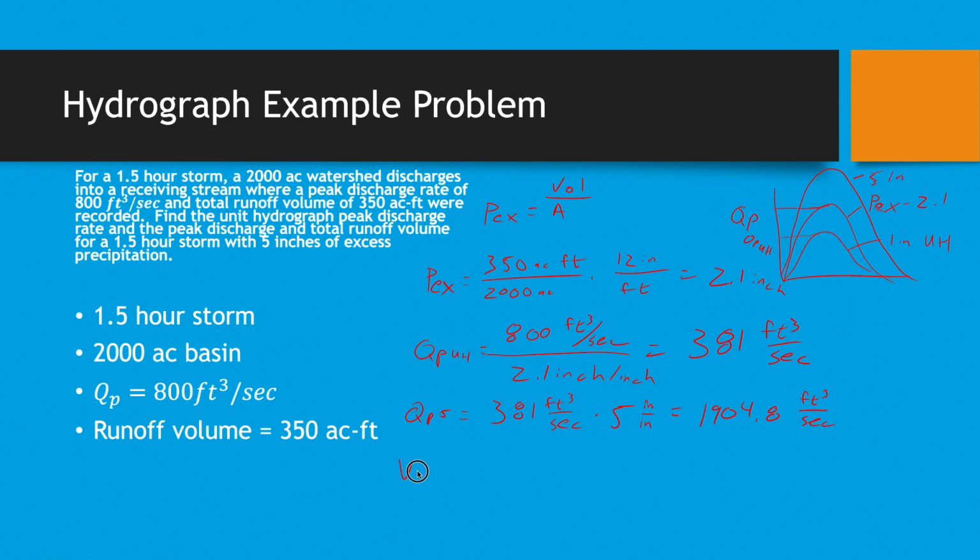So in that case, your volume is going to be equal to your 5 inches of runoff times the area that the runoff is going to be contributing from. And then all we have to do is convert that into feet. And so from that we get 833 acre feet.